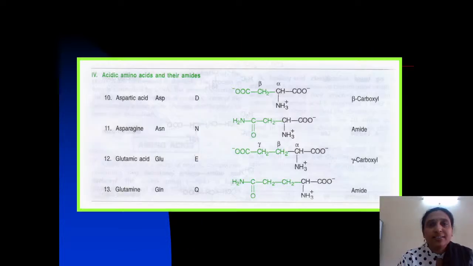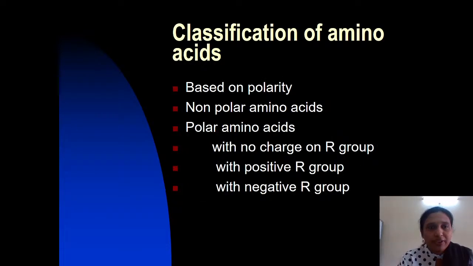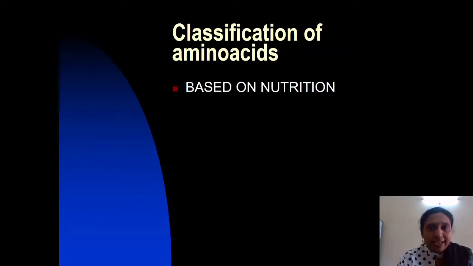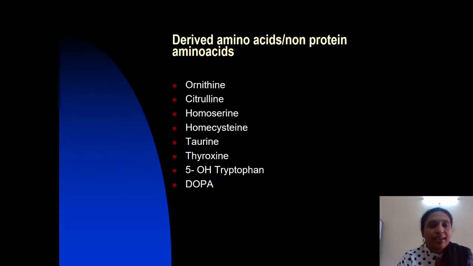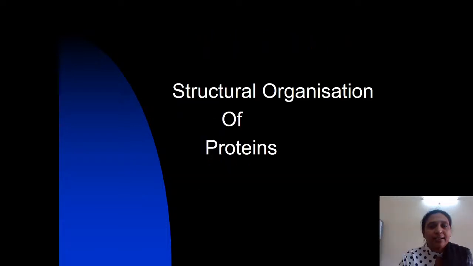And a few amino acids which do not participate in protein formation are called non-standard amino acids. So already we have seen examples of non-standard amino acids, and the list of derivatives which are derived from amino acids. So like that, and coming to the next topic, see here.